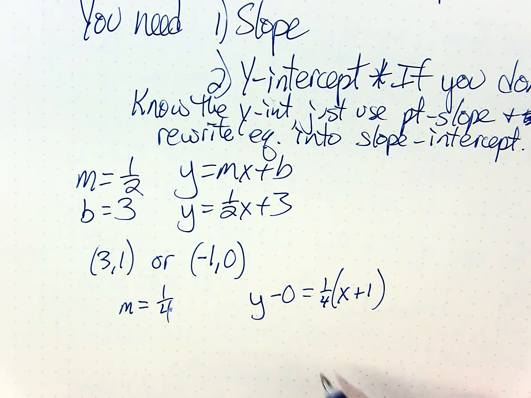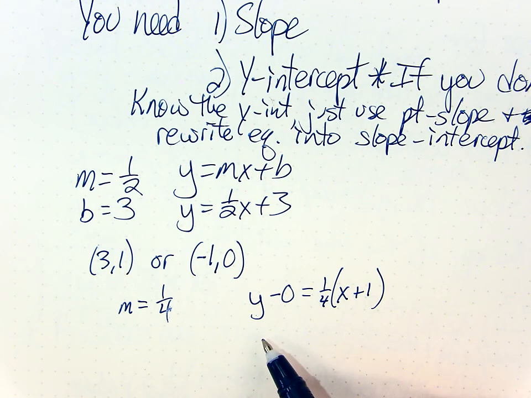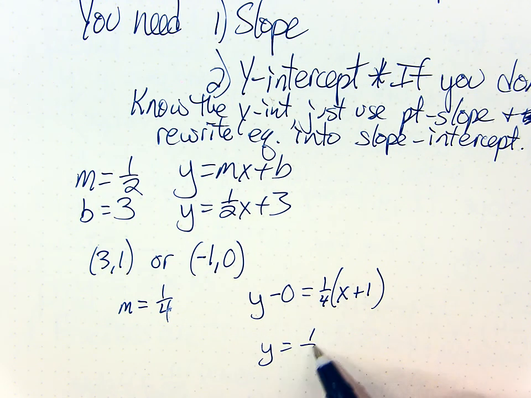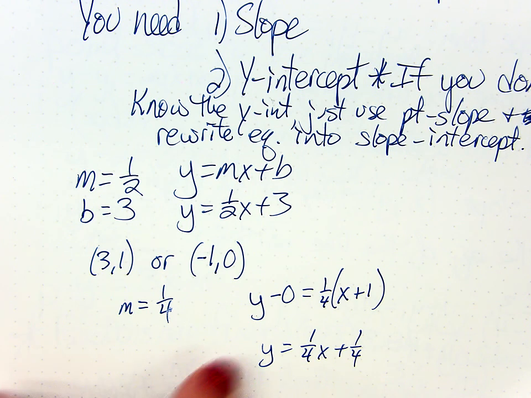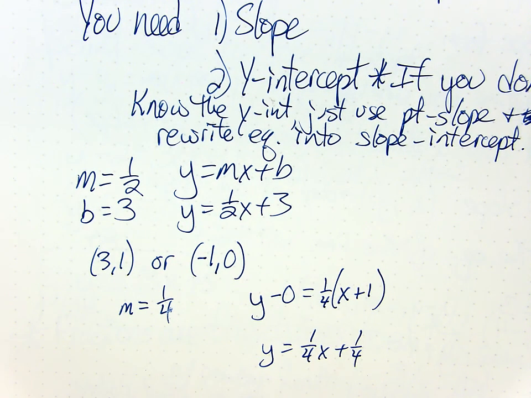And then, what's y minus 0, guys? Y. Just y. And then all I have to do is distribute that 1/4. I'm done. If you pick the other point, you're not wrong. You just have a little bit more work to do because that's not a 0. So let's just try it.